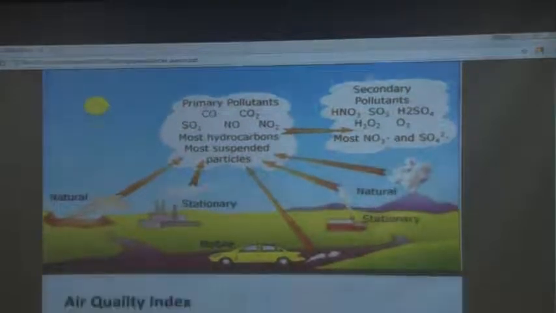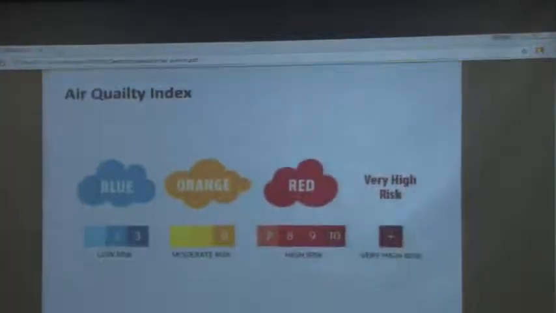So depending on these pollutants, the World Health Organization, as in the previous presentation, my colleague İsmail also mentioned the air pollution and the indexes of the World Health Organization. There's the air quality index that shows us actually how risky it is. Depending on the level of pollutants, the index tells you that you're living in either a low risk area, moderate risk area, high risk area, or very high risk area.